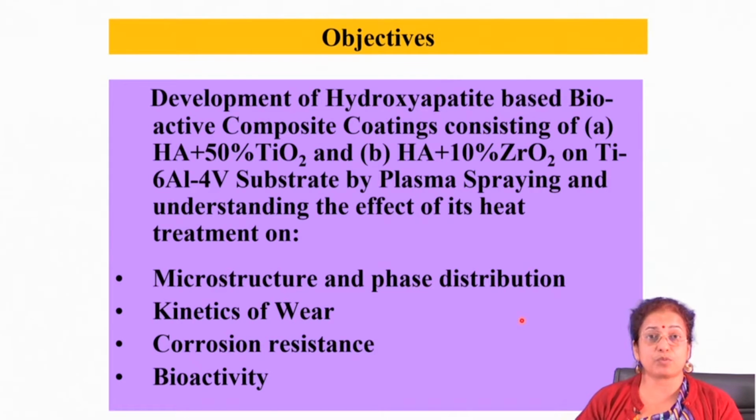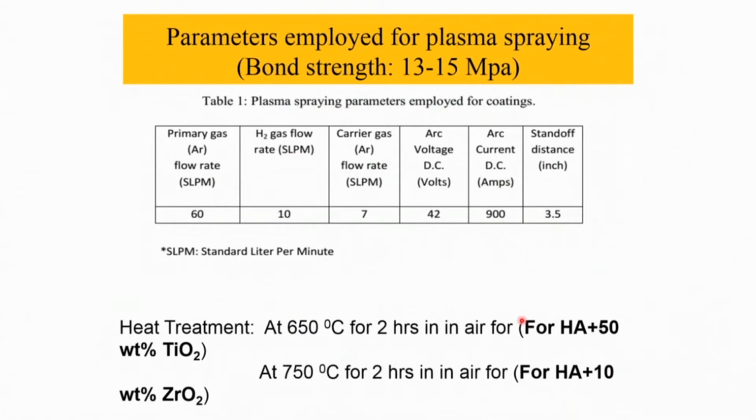So, two different types of coatings were applied. Again, the composition was earlier attempted, but they did not mention the properties of the coating clearly. In one kind of coating we used hydroxyapatite plus 50% titania, and in another kind we used hydroxyapatite plus 10% zirconia as a coating precursor. After application of the coating by the plasma spray deposition technique, we tried to see the microstructure, phase, wear, corrosion resistance, as well as bioactivity.